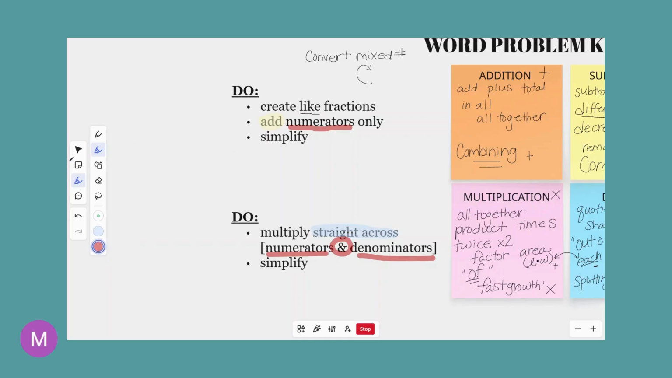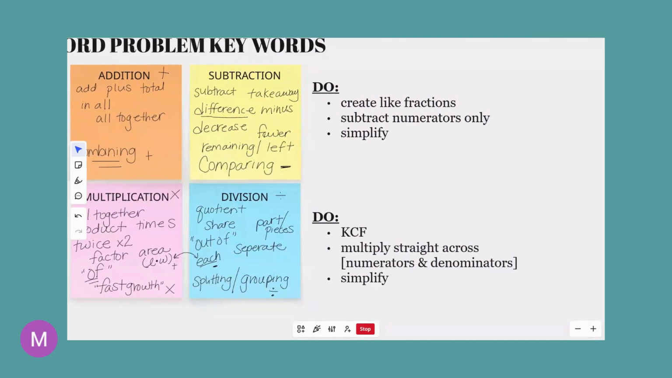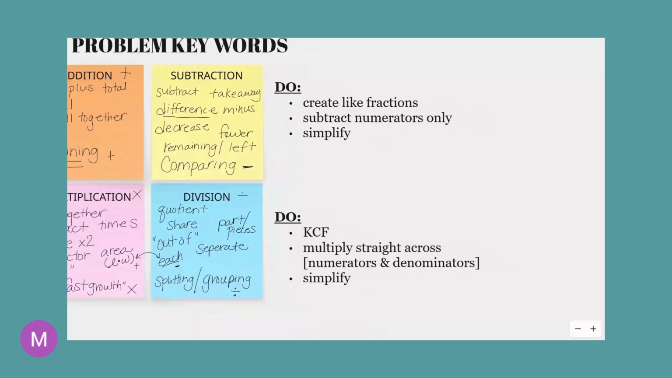All right, if we are looking at subtraction, how we subtract fractions. Of course, we're going to create like fractions first, and then you're going to subtract the numerators only. And that's going to be a major key because you're not allowed to subtract the denominators. If you had made them like fractions, subtracting the denominators will make it go to 0. So it means you have no whole parts at all.